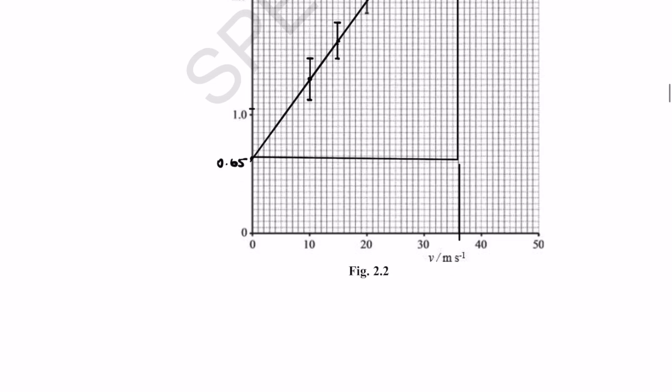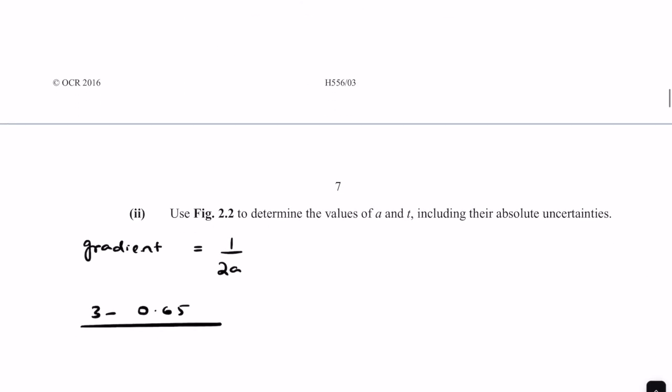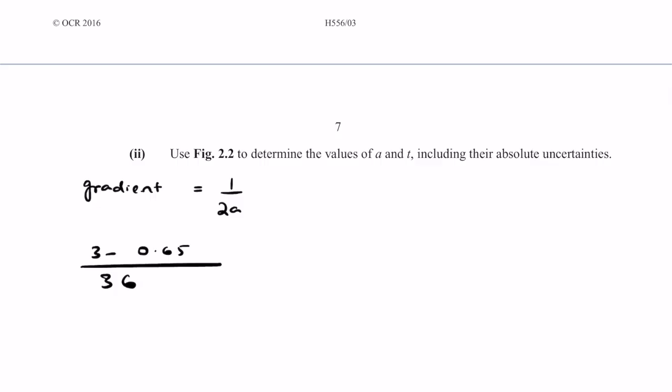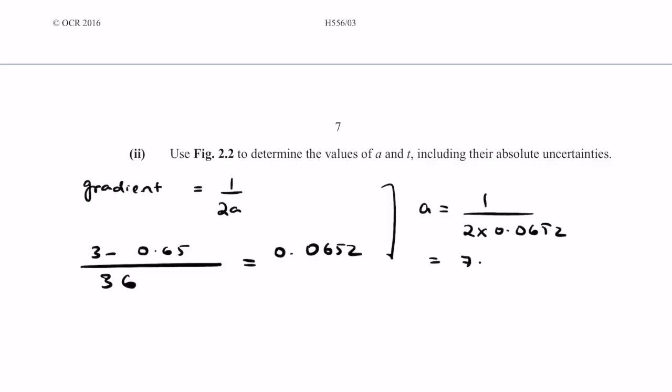So 36, that gives me a value of 0.0652. Therefore, the value of a is equal to 1 over 2 times 0.0652, which gives me 7.66 or 7.7 meters per second squared. So that's one thing done.